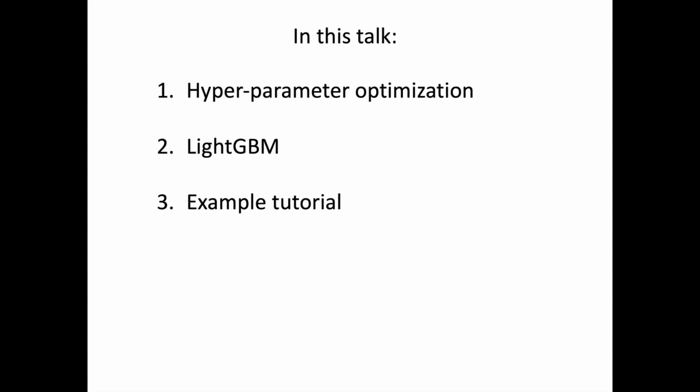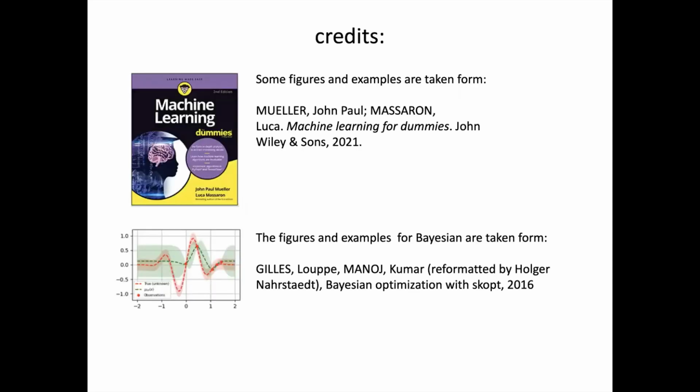Before starting, I have to credit that some figures and examples have been taken from a book that I wrote with John Mueller, Machine Learning for Dummies, and also a part of the explanation about Bayesian optimization is taken from the Scikit-optimize website. So I refer to Gilles and Manoj, who prepared this tutorial in 2016.